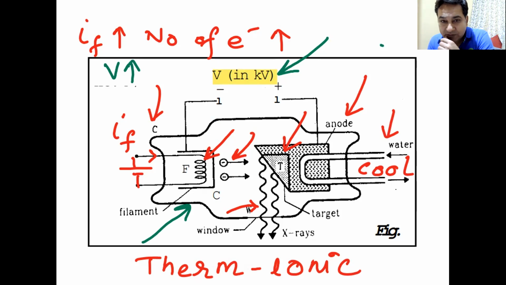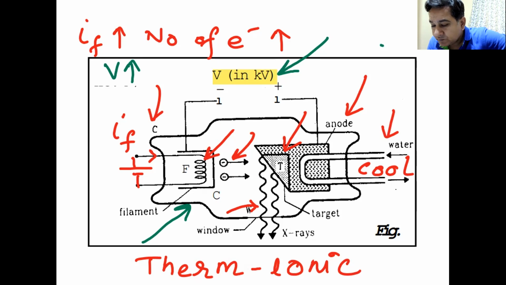What happens if I increase the voltage? What happens? I don't have the entire time in the universe to discuss this. What happens if I increase the voltage? More voltage means what? If I have more voltage, what do these electrons have when they are moving?